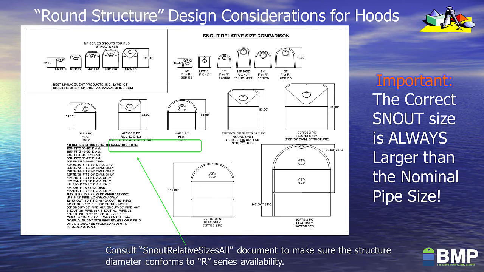So this drawing, which is available for download on the website, called Snout Relative Sizes All, takes you through the various R series snouts, and the R series snouts are for round structures, and it specifies what size structures they will fit. So it's important to know when you have a round structure that you're not only covering the pipe, and again, the snout size is always going to be bigger than the nominal pipe size, but you also need to make sure that the curvature of the given snout matches the curvature of the structure that it's going to be installed in.